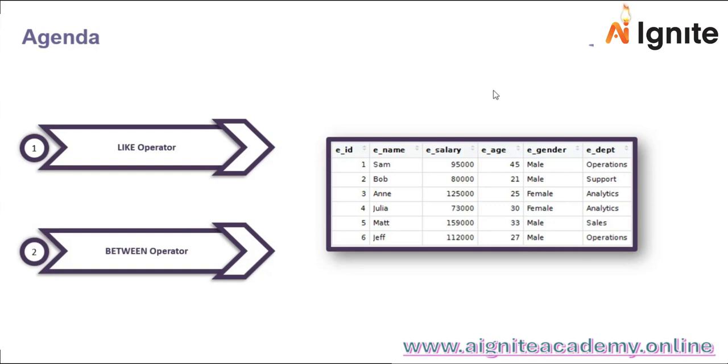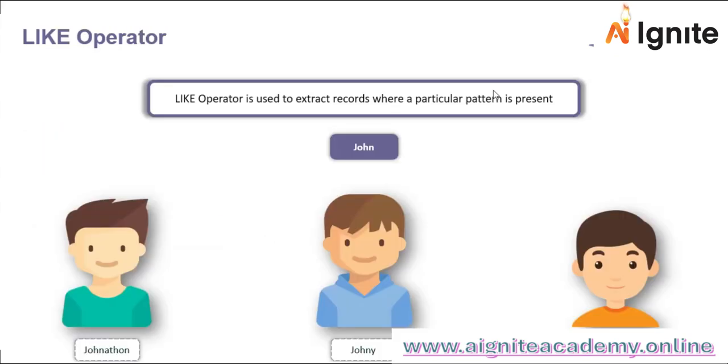In this session, we'll learn how to extract records with the LIKE and BETWEEN operators. We'll start with the LIKE operator. The LIKE operator is used to extract those records from a table where a particular pattern is present. For example, we'd want to extract all those records where the person's name includes John.